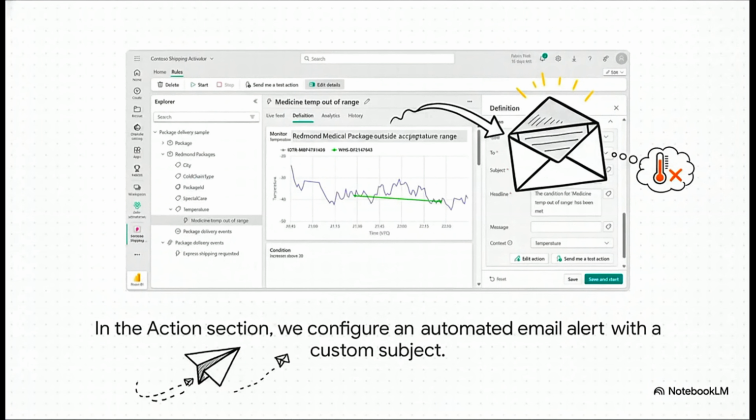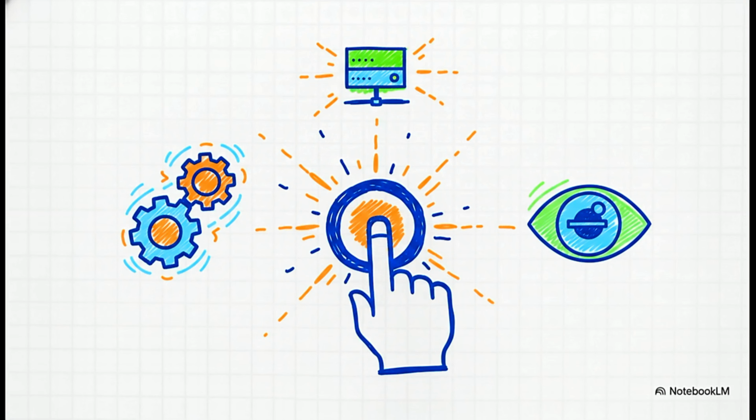And in the action section, it's about as simple as it gets. We just choose email as our action type. We can type in a custom subject line, something like urgent, Redmond Medical Package Temperature Alert, and a headline. We're telling Activator exactly what to send and who to send it to. And that's it. Seriously. We hit save and start, and with that one click, our custom, multi-filtered, fully automated monitoring system is live. It is now actively watching every single package delivery event, looking for our very specific conditions.